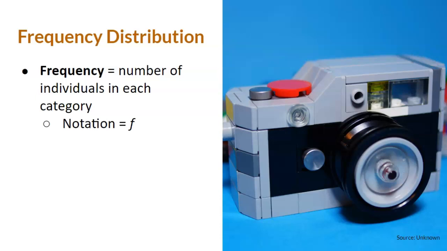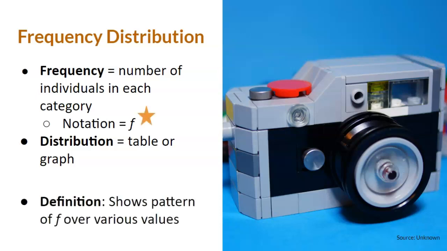Distribution is just a fancy word for how scores are spread out or distributed across the sample. Distribution is a technical term for a table or graph of numbers, where the table shows how the numbers are distributed. When put together, the definition of a frequency distribution is a table or graph that shows a pattern of frequencies over various values. This photo of a Lego camera is a reminder that frequency distributions are like a photo snapshot of the data, so you can see all the data for a variable at once.